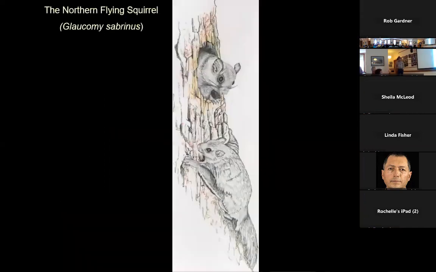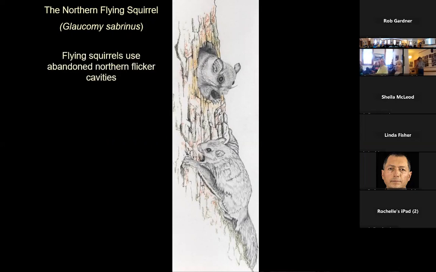Next. And that's important for these guys, the northern flying squirrel. These have nesting cavities, and it turns out that the flicker nest is the Goldilocks of nest cavities for flying squirrels. The pileated woodpecker's is too big, and downy and hairy are too small, but the flicker's is a perfect fit for the northern flying squirrel. Next. It turns out these guys are fussy about which cavities they use and for what purpose.